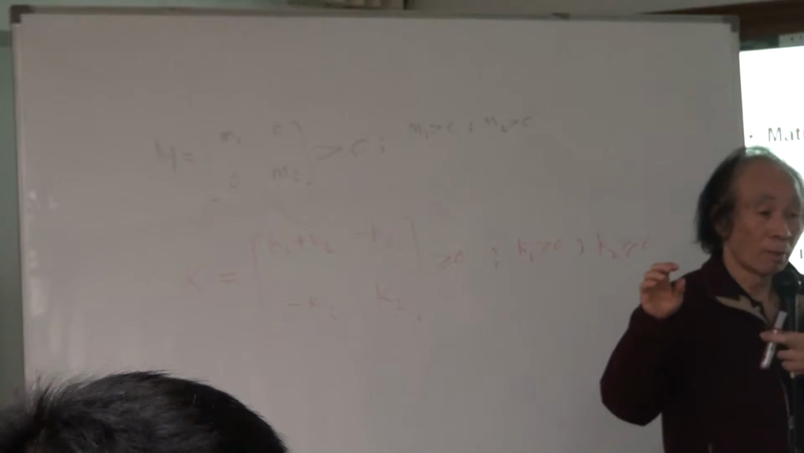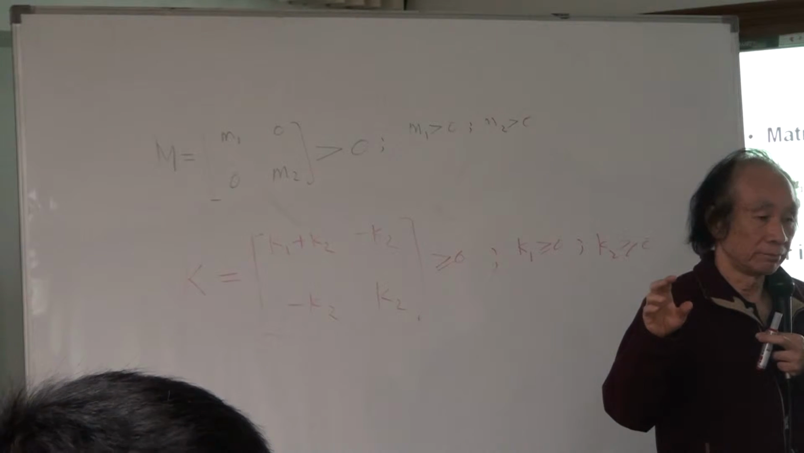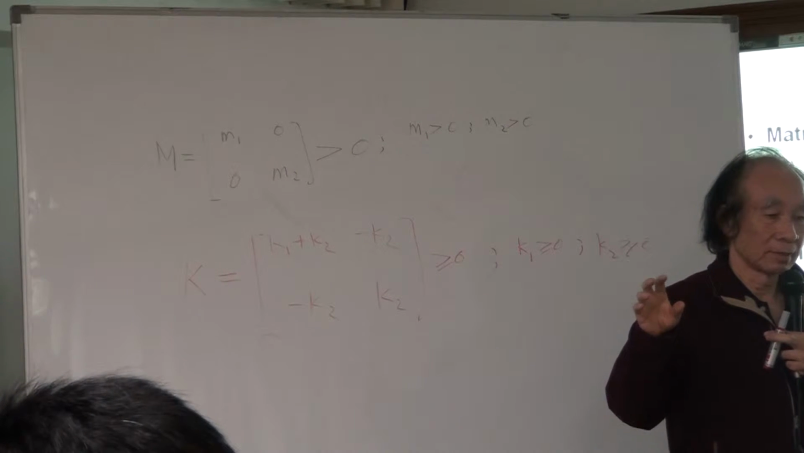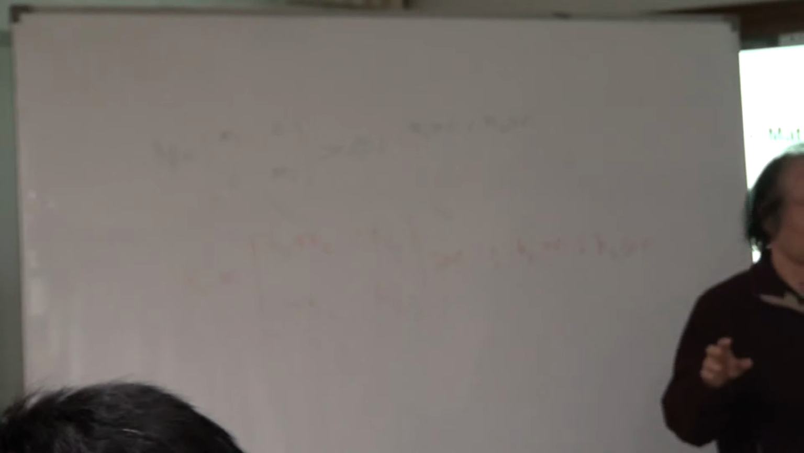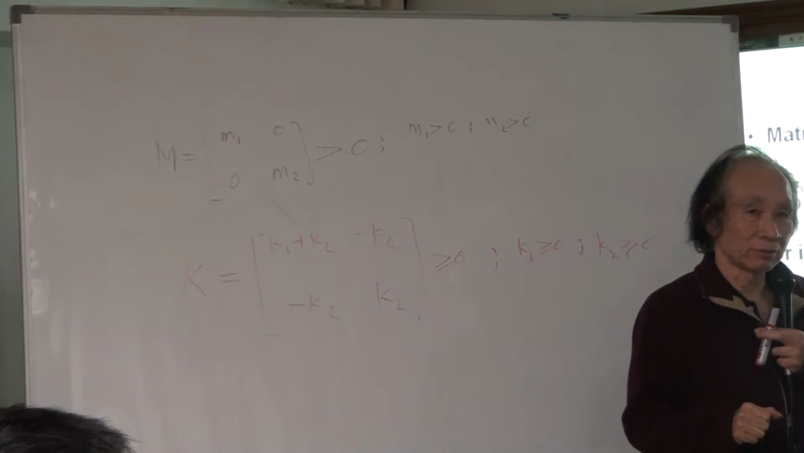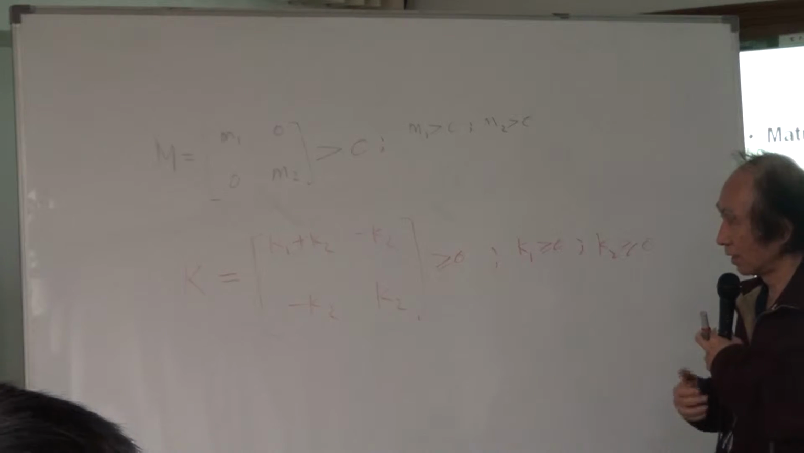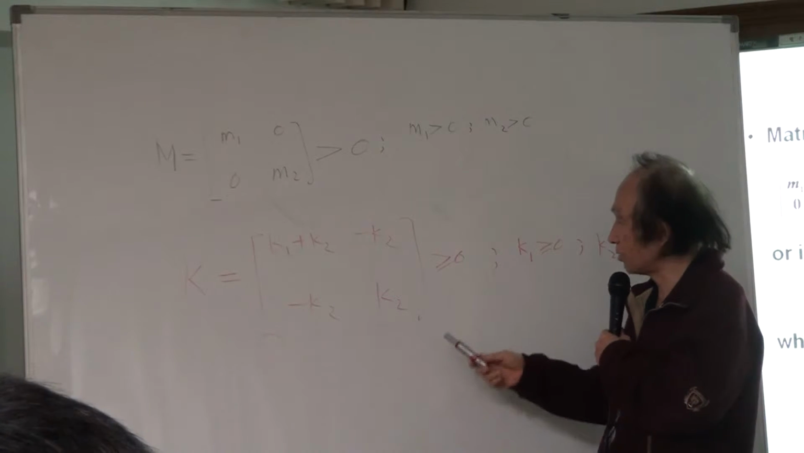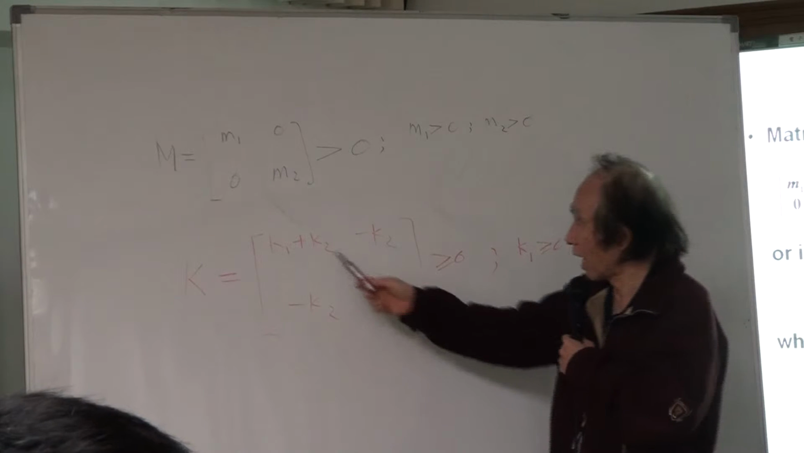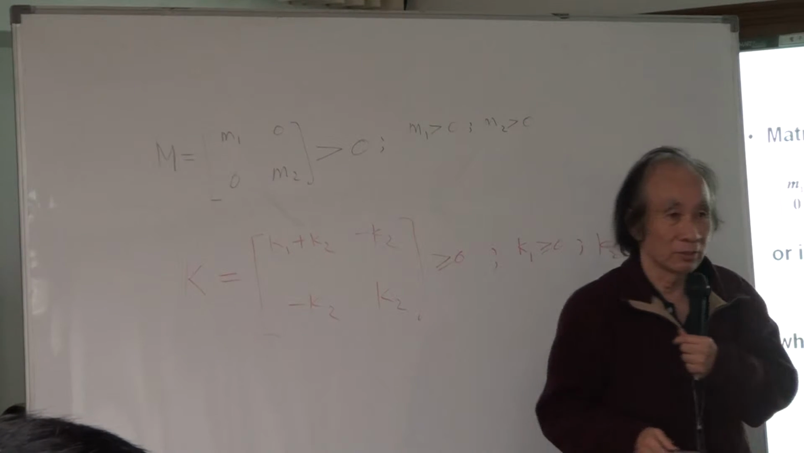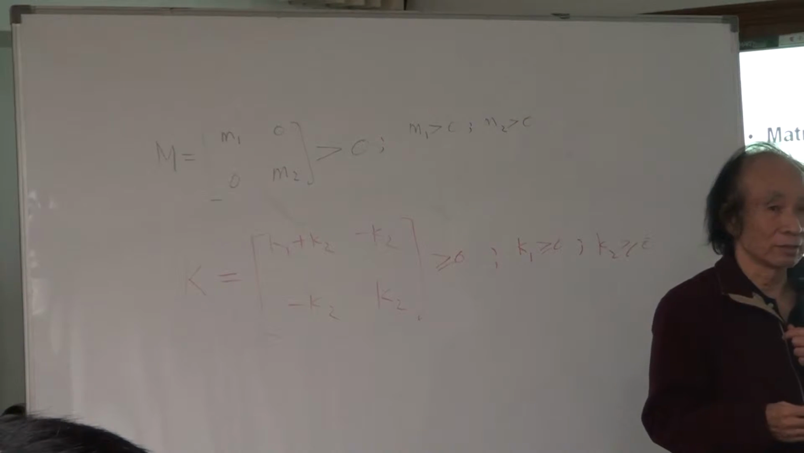And one more thing. M is a symmetric matrix. Zeta is a symmetric matrix. K is a symmetric matrix. All right? So for K, a matrix larger than or equal to 0 doesn't mean every term is larger than or equal to 0. No.